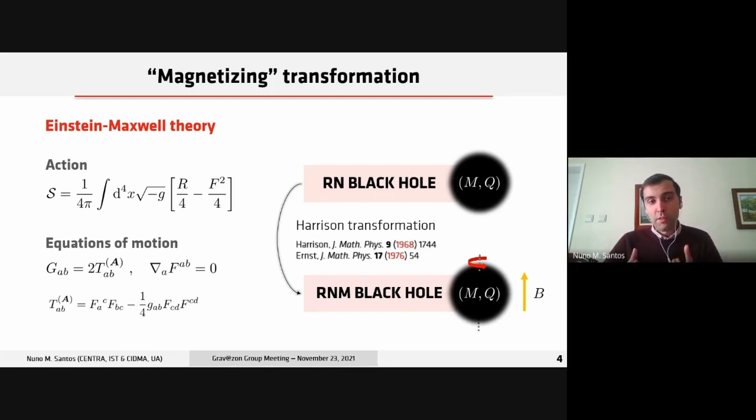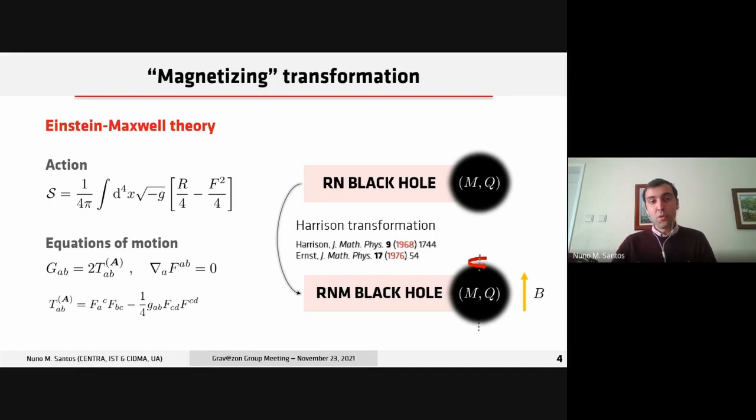But we should always keep in mind that such a magnetic field, no matter how small or weak it is, changes the global structure of the spacetime, in particular its asymptotic behavior. Keep in mind that this spacetime is not asymptotically flat.